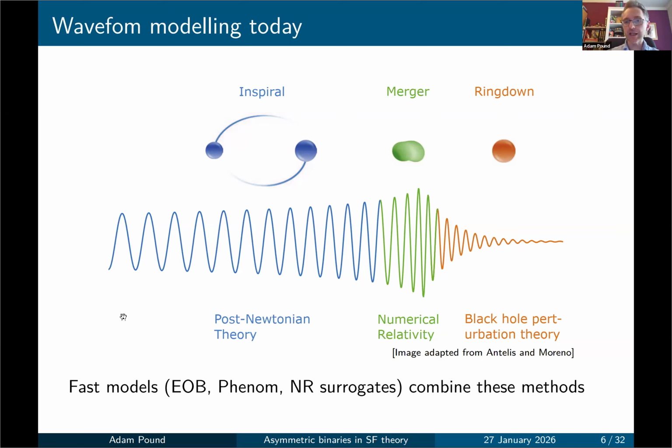But for data analysis, we need very fast models. The kinds of fast models we have are effective one-body theory, Phenom, and NR surrogates, which are basically trying to fit or spline numerical relativity waveforms. These combine these three pieces of information to get fast waveform models. They can generate waveforms quickly enough for data analysis.